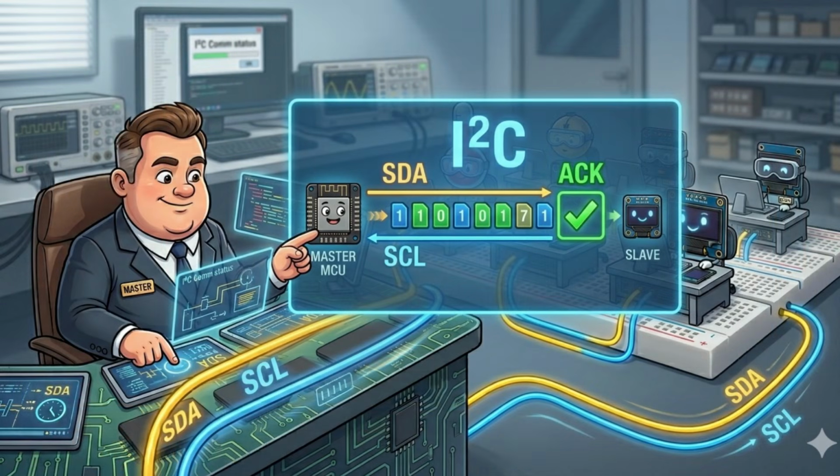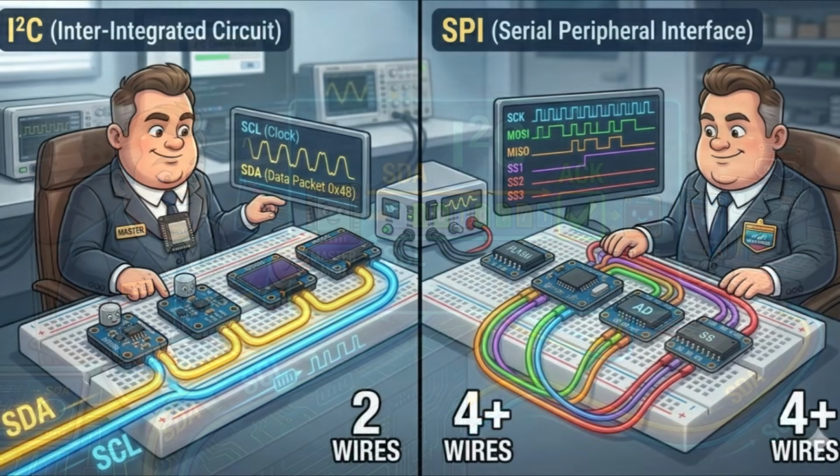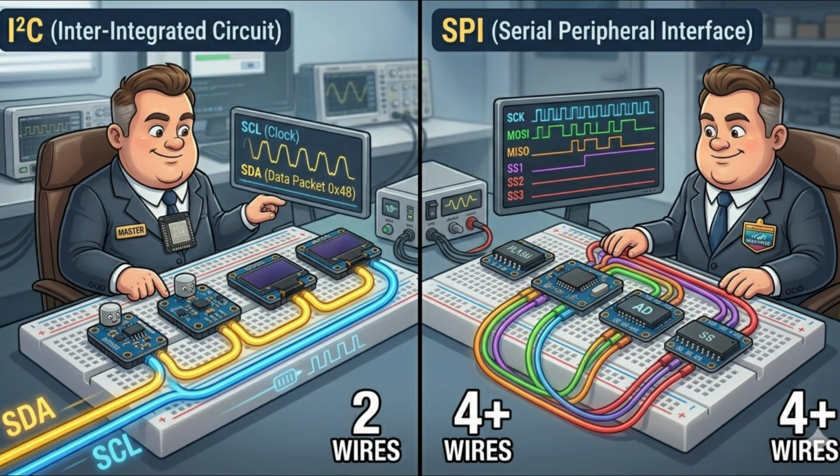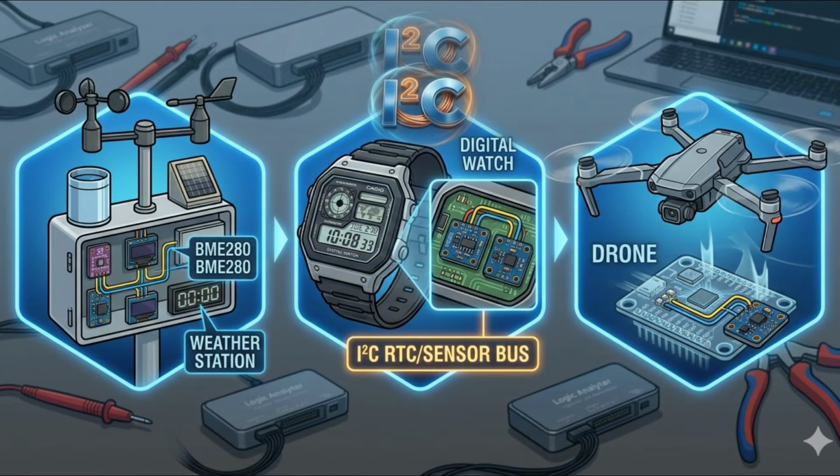After every byte of data, the receiver sends back an ACK, or acknowledgement. It's a digital thumbs up to say, I got the message. Why use it? It saves space, it's easy to chain devices together, and you only need 2 pins on your controller. From the sensor in your phone to the screen on your 3D printer, I2C is everywhere.